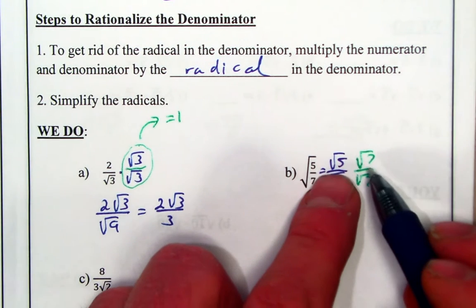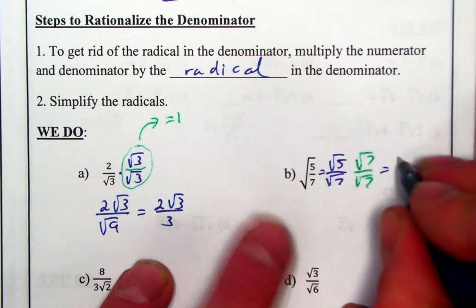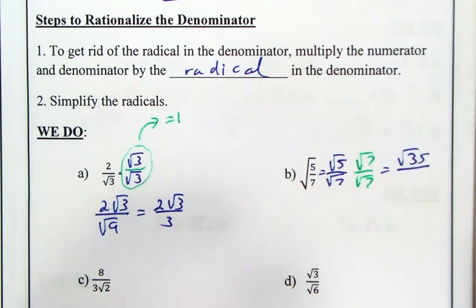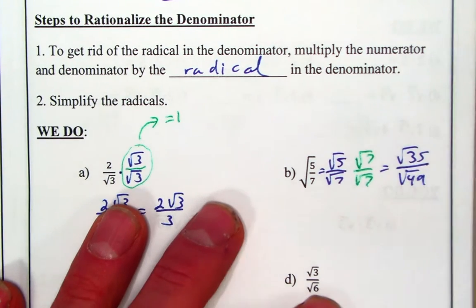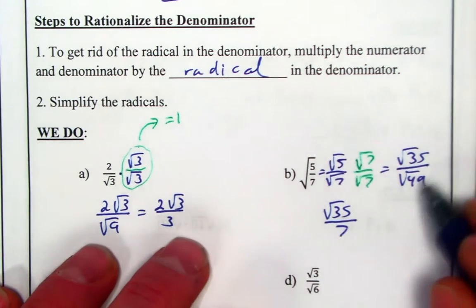But when they're both inside, you can multiply. Root 5 times root 7, that's our product property. Root 35. Root 7 times root 7 will be root 49. So our final answer, root 35 over 7. Square root of 49 is 7.